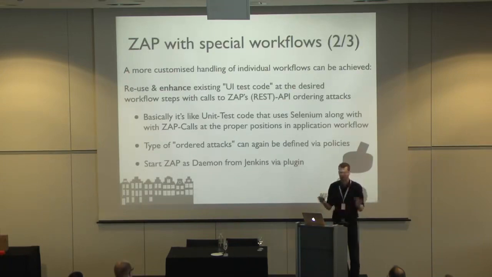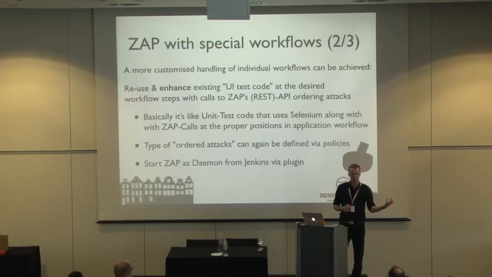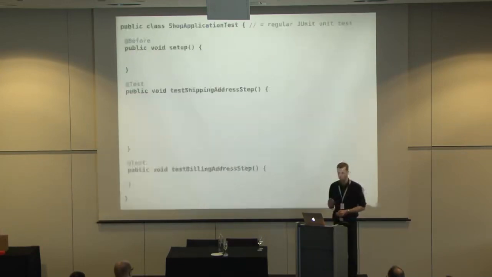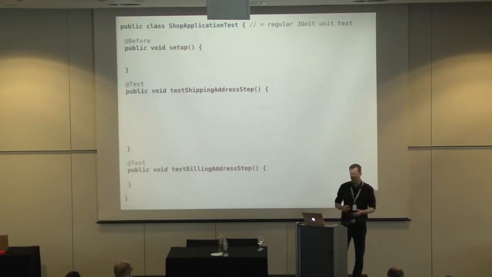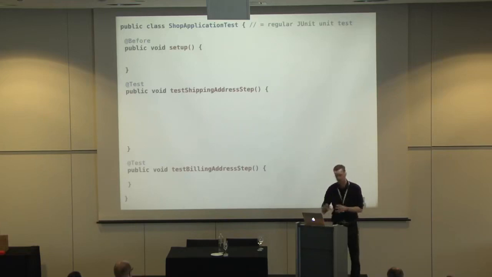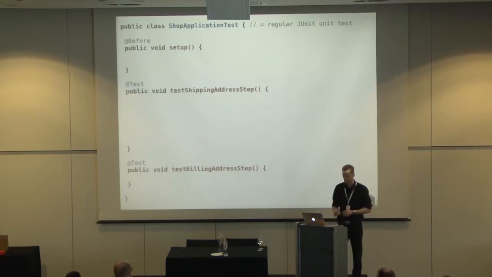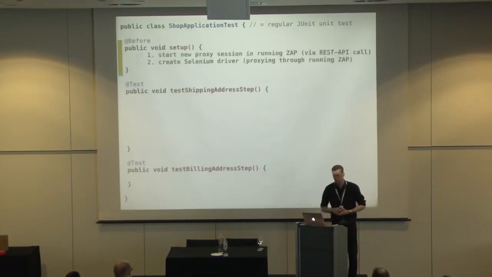So basically it's like unit test code that uses Selenium, and you enhance that by calling the ZAP REST API, with ZAP having been started as a daemon during the build in Jenkins. So just to have, at certain steps, an active scan for a particular URL executed. This could be done basically by having a simple JUnit test like that, with a setup method to initialize stuff and several test methods to test several steps of a wizard, like in a shop, like a checkout process, for example.